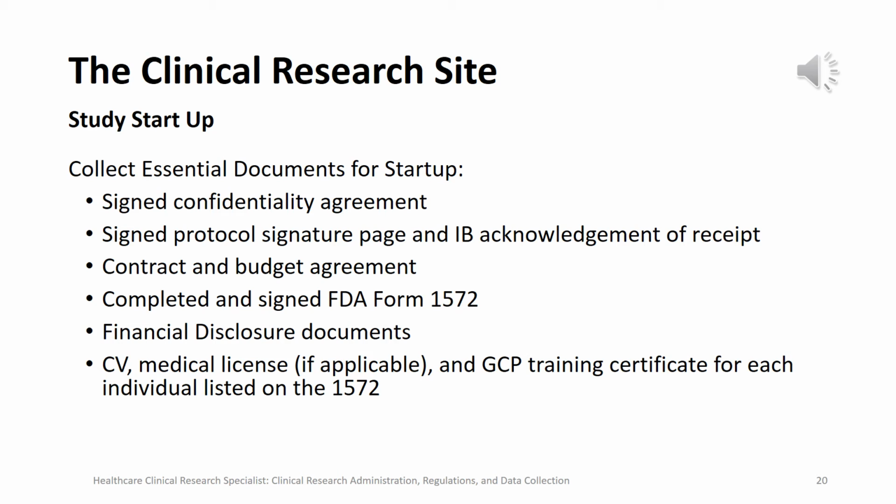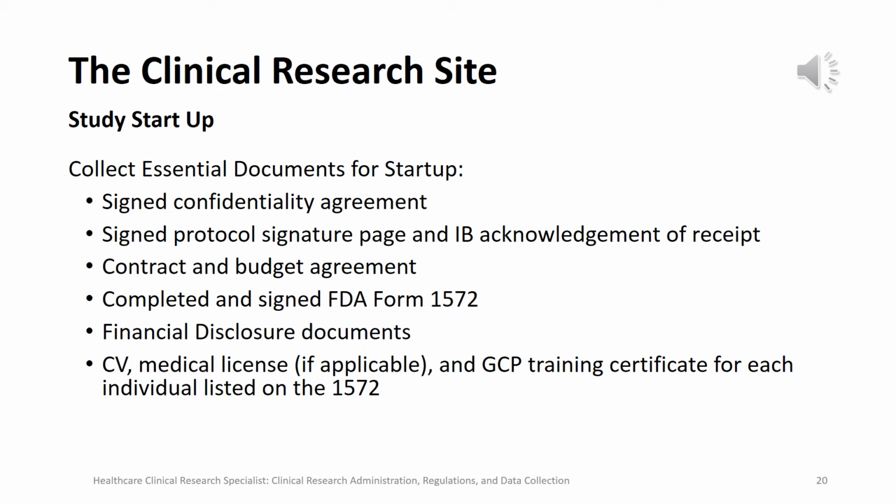Also, during this startup phase, we're going to begin collecting some of the essential documents that we're going to need for the trial. So there are a few of those that we want to collect during the startup stage. One is going to be the signed confidentiality agreement. We just went over that. We're also going to want the signed protocol signature page that confirms that the principal investigator received the protocol, they had a chance to review it and read it. Also, we're going to collect the investigator's brochure acknowledgement of receipt. Once again, we want the PI to confirm that they received that and that they had a chance to review it.